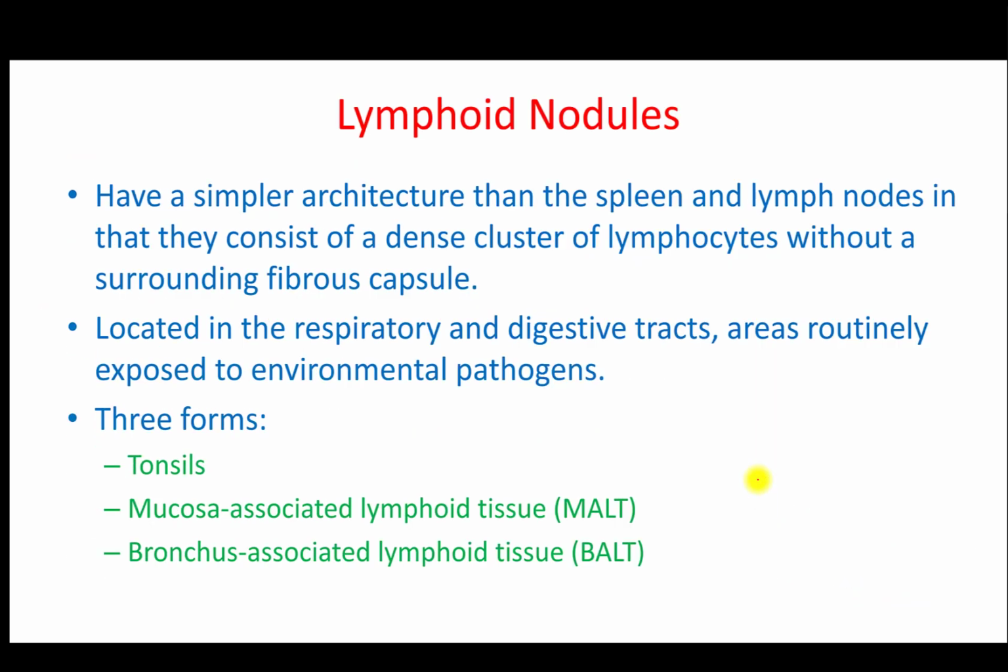Then the last group of lymphoid organs is the lymphoid nodules. They have a simpler structure compared to the spleen and the lymph nodes. Sometimes they will have the capsule, sometimes there is no capsule, sometimes they will have the reticular fibers within this capsule, sometimes they are just reticular fibers without any capsule. And those come in three forms. We have the tonsils, we have the mucosa-associated lymphoid tissue, and the bronchus-associated lymphoid tissue.